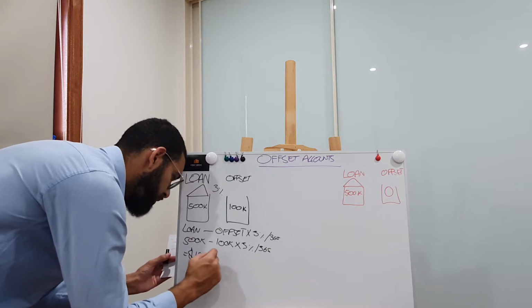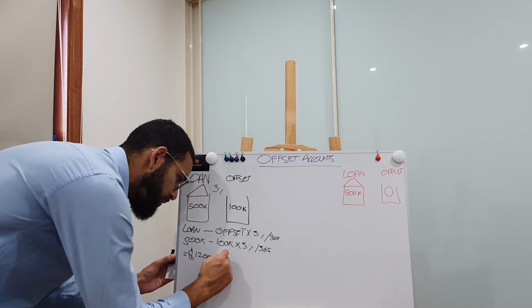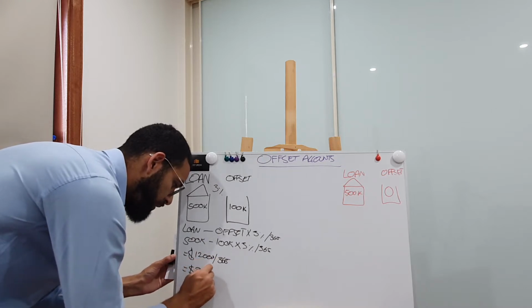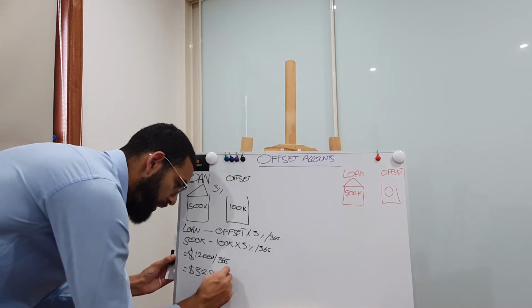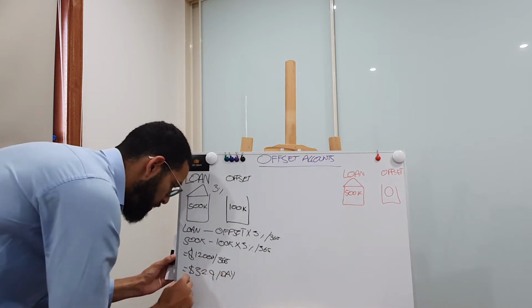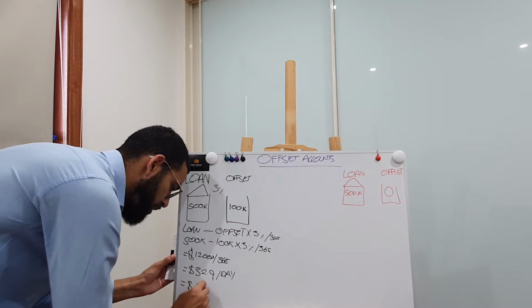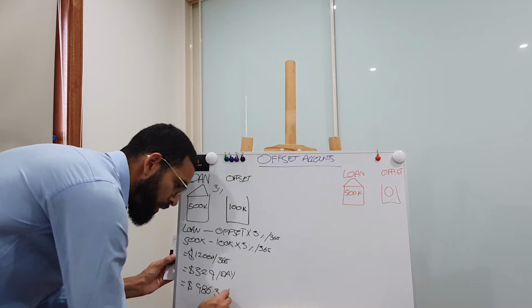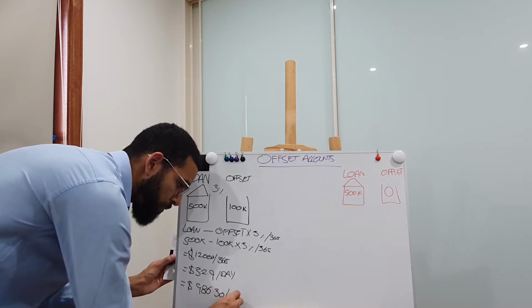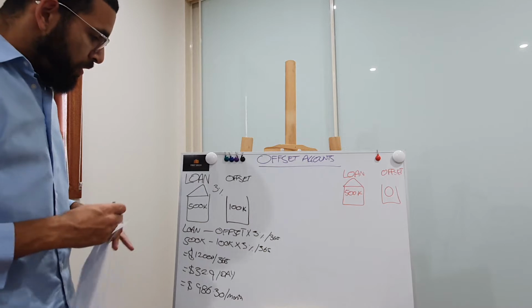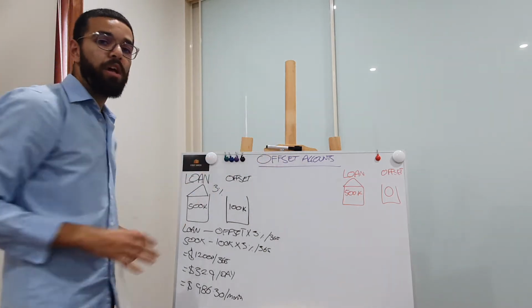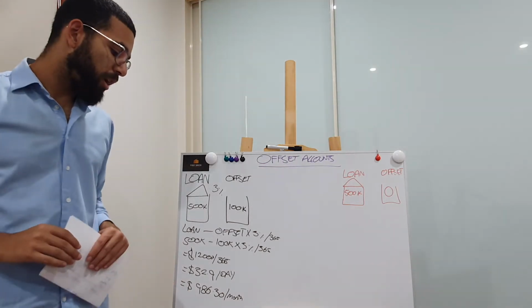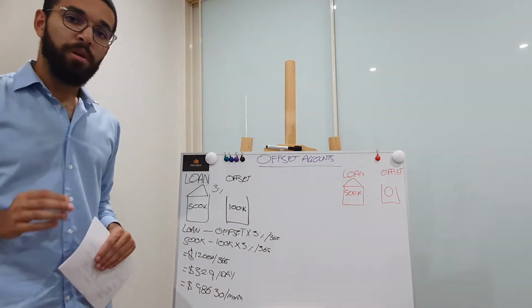Let's divide that by 365. So you're getting $32.90 in interest per day, which is equivalent to about $986.30 a month. So that's what it looks like if you had $100,000 in your offset account and it wasn't changing, it wasn't going up or down: you'd be paying about $986 in interest per month.